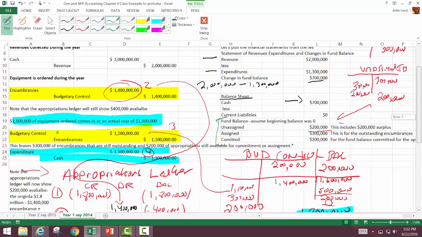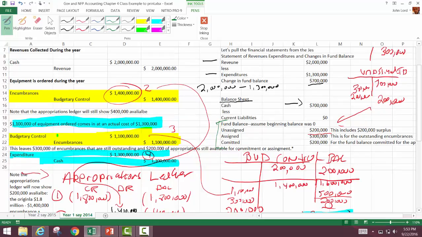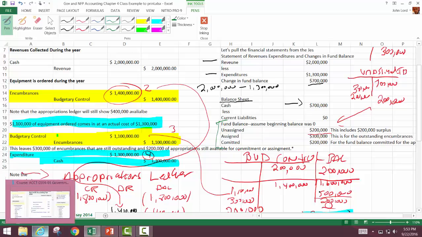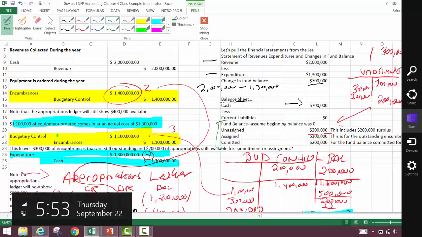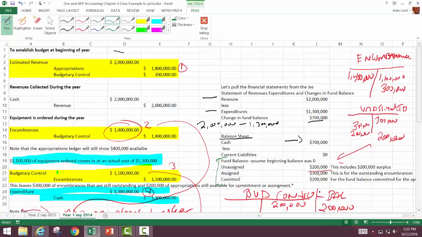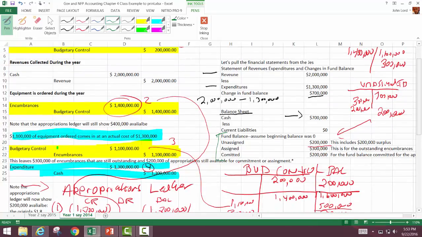Then we went ahead and encumbered some of that appropriation. So we debited the encumbrances, 1.4 million. Let me tee up encumbrances over here. Yeah, there was my debit to encumbrance, 1.4 million, and I credited budgetary control. Now notice my budgetary control down here had the original 200,000. That's that 200,000 there, plus the 1.4, so it's up to 1.6 million right now.